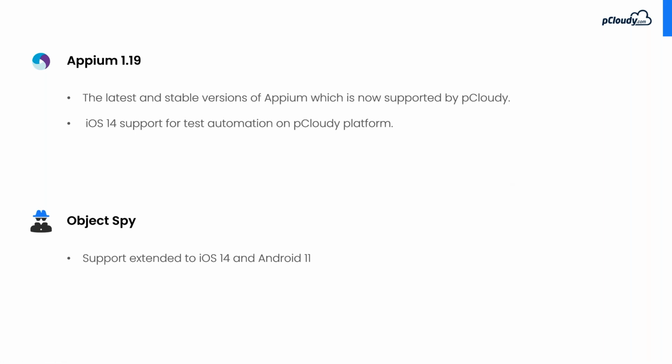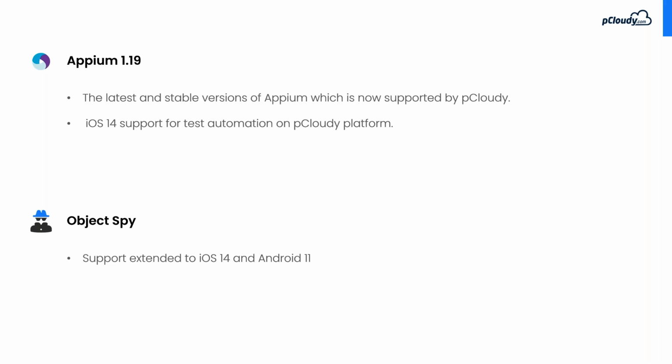I will quickly showcase my screen where we can see the ObjectSpy for iOS 14 and Android 11, and I'll also show you about Wildnet. Towards the end, I will show you the XCTest and the QR code scanning part.